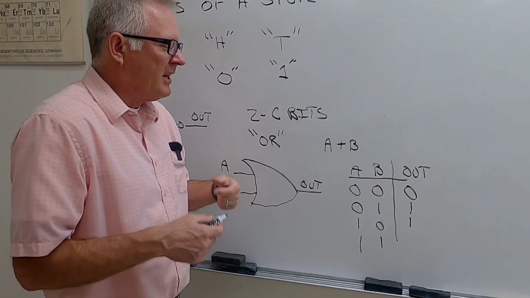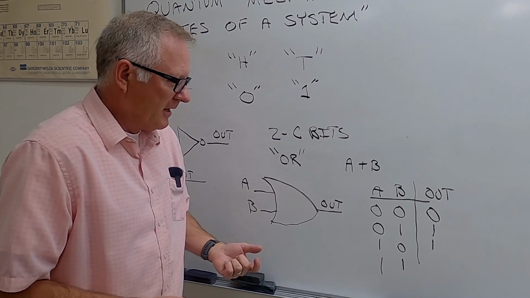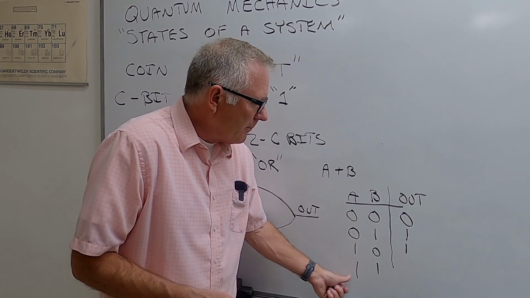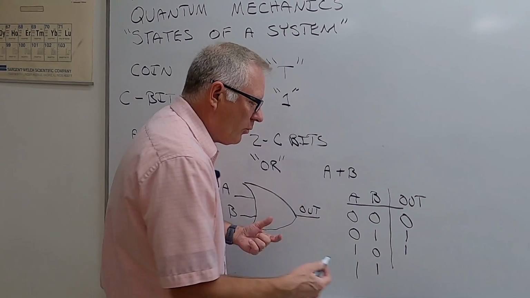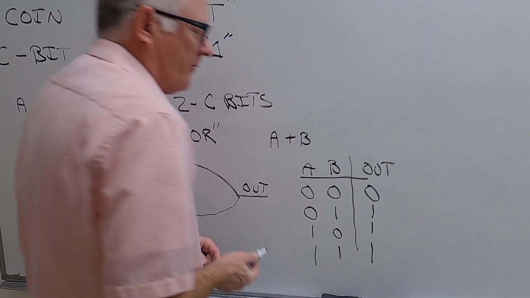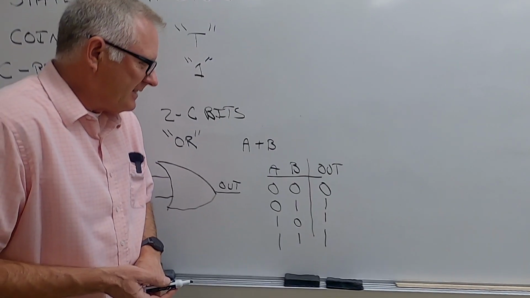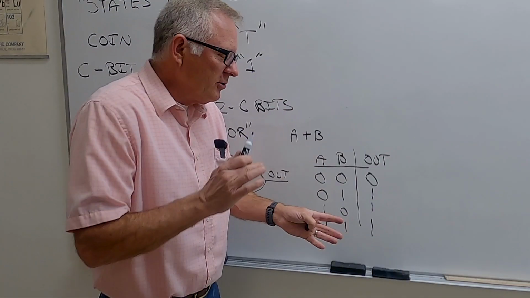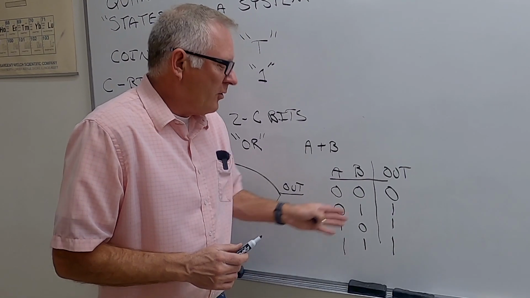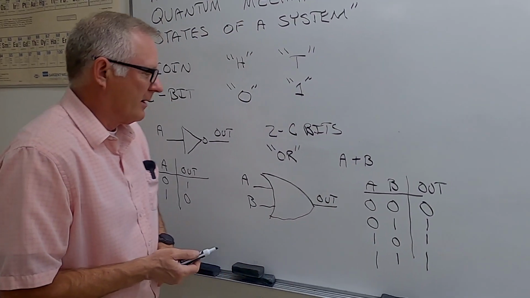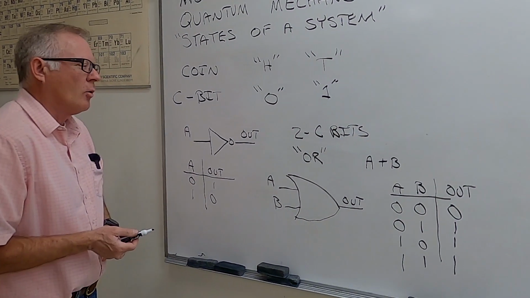One is called an inclusive OR. That means if any of these are 1, or if they're both 1, you get a 1. That's the one we're looking at, inclusive OR. There's also something called an exclusive OR that says it has to exclusively be one or the other, but I'm not looking at that one. This is an inclusive OR. Okay, so there is the OR.